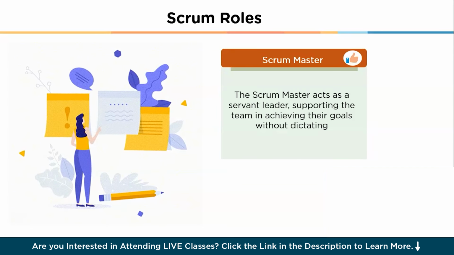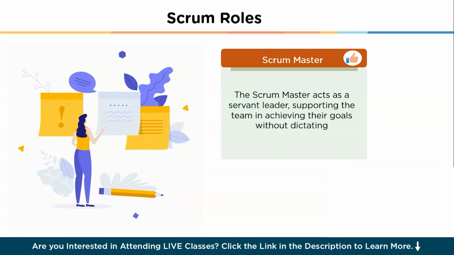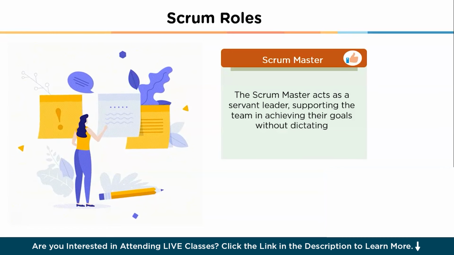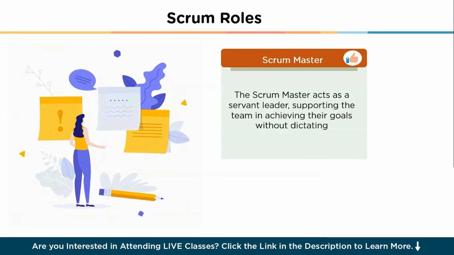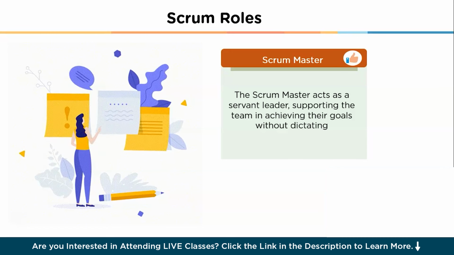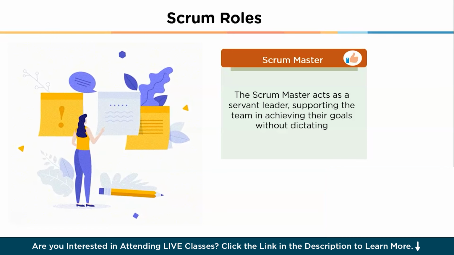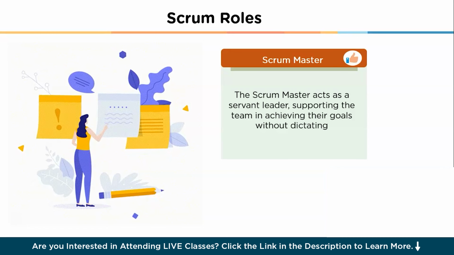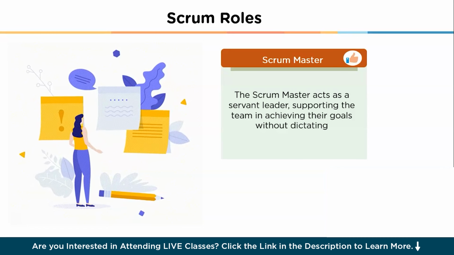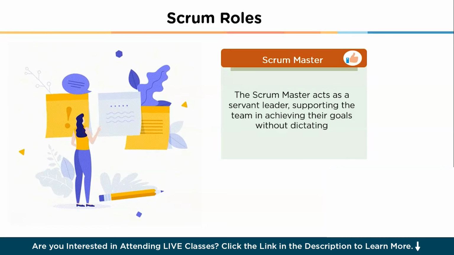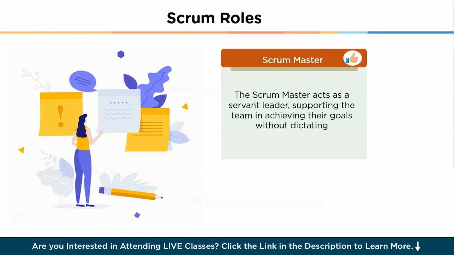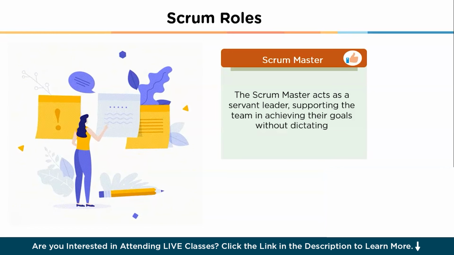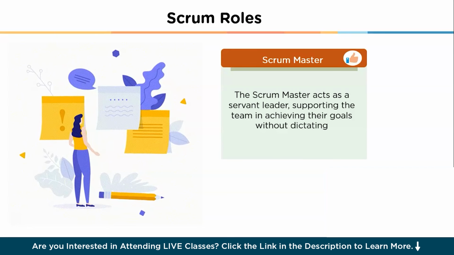work. The key responsibilities of the Scrum Master include facilitating Scrum events like sprint planning, daily Scrum, sprint review, and sprint retrospective. Then comes removing impediments that block the team's progress. Moving ahead, we have coaching the team on Scrum practices and principles. Then we have protecting the team from external distractions and interruptions. And finally, promoting a healthy team dynamic and addressing conflicts.